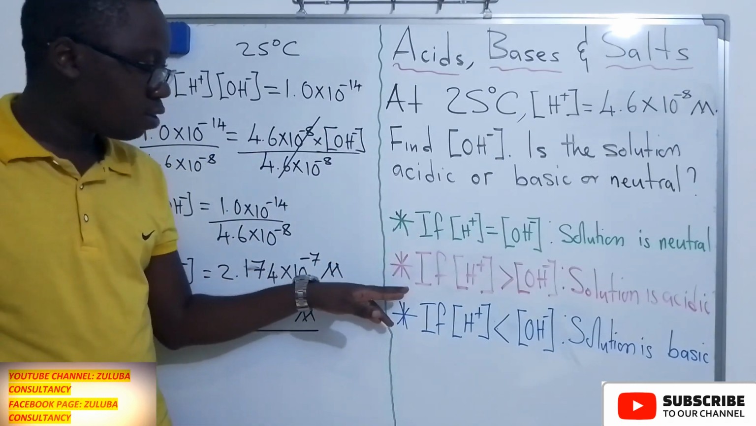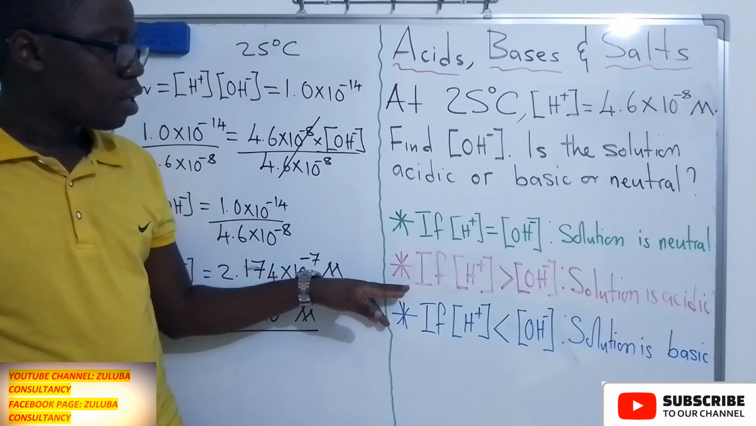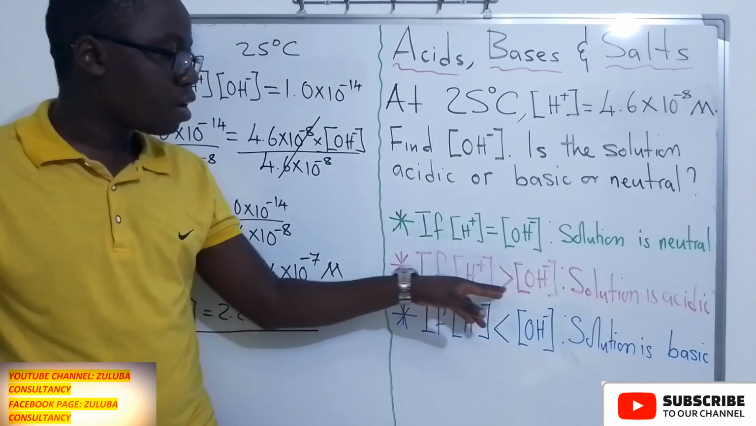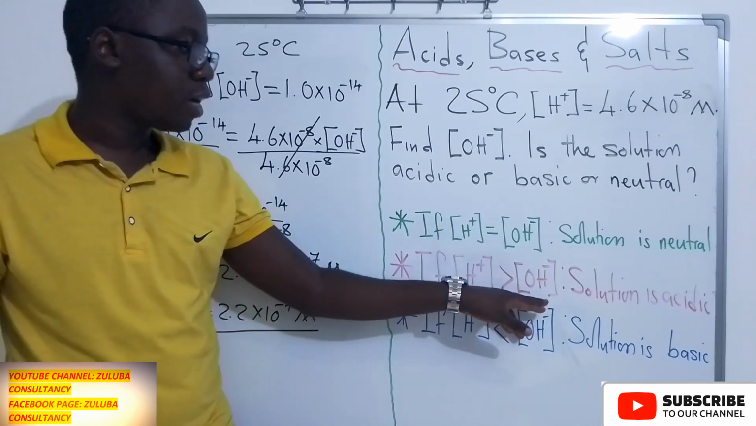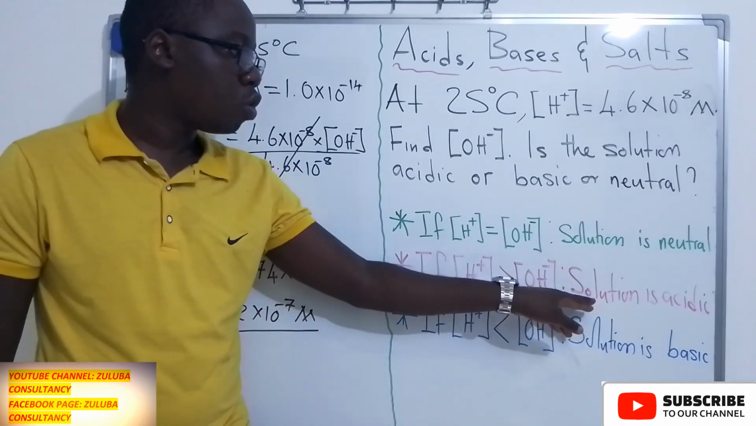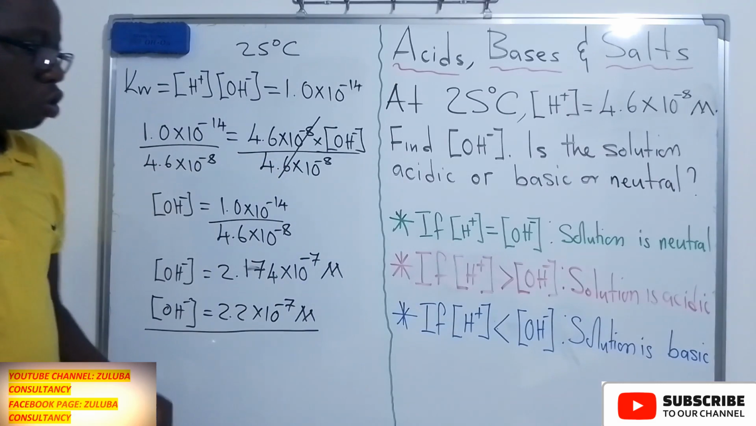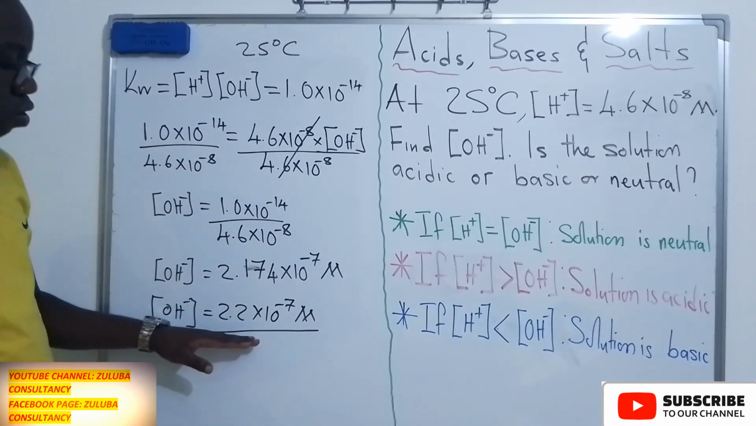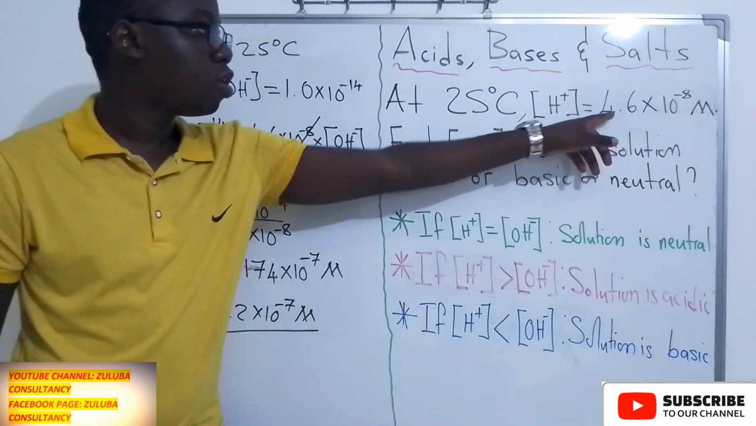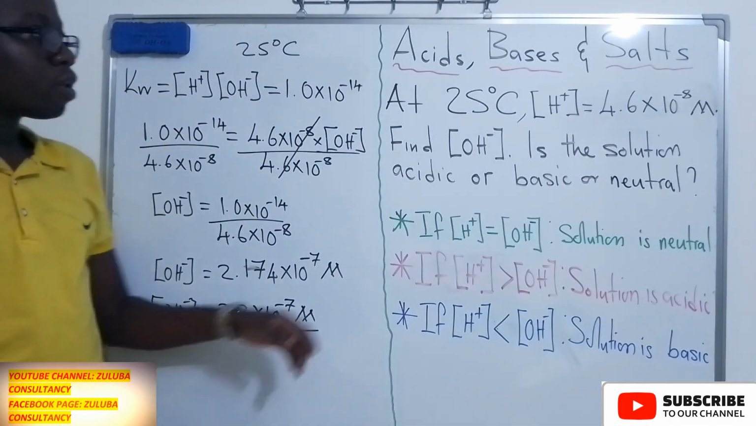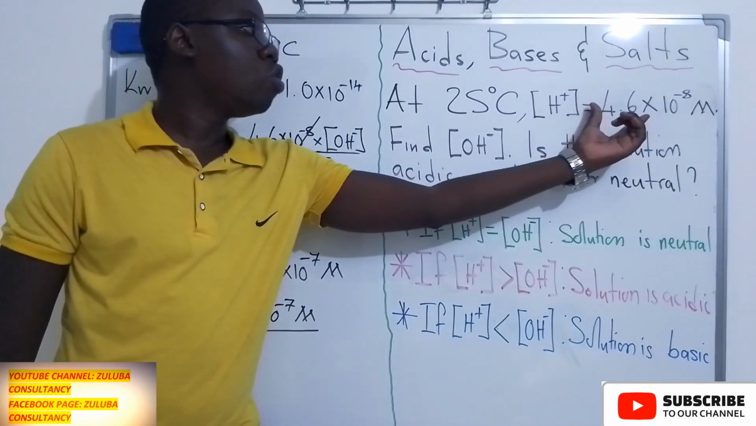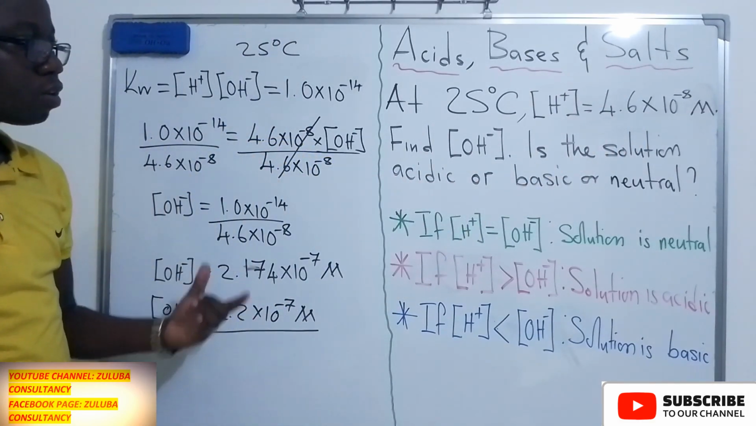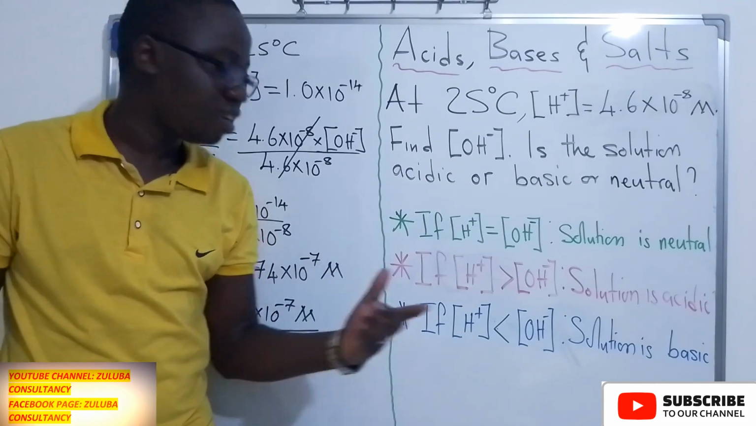The second point says if the concentration of H positive is greater than the concentration of OH negative, then the solution is acidic. So we need to compare these two values. You'll notice that the H positive concentration is not greater than the OH negative concentration. Hence, this solution is not acidic.